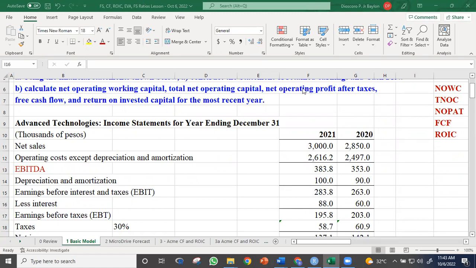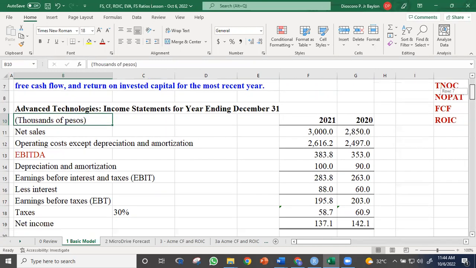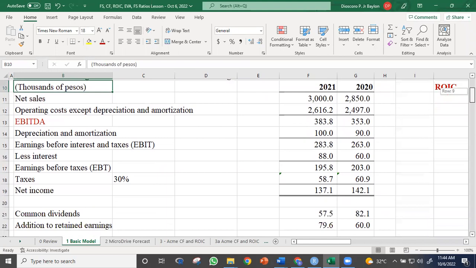So let's go here to our income statement. This is the income statement of Advanced Technologies. Income statements for year ending December 31, which means this is for the whole period of 2021 and 2020. The figures are in thousands of pesos. So this means this is 2,850 followed by 3 zeros, 2.85 million.